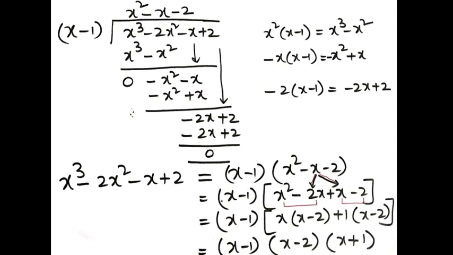So, this can be written as x minus 1 into x square minus x can be written as minus 2x plus x minus 2. Now, in the first two terms take x common. So, take x common, x into x minus 2. Then take plus 1 common, then we got x minus 2. So, the three linear factors are x minus 1, x minus 2 and x plus 1.